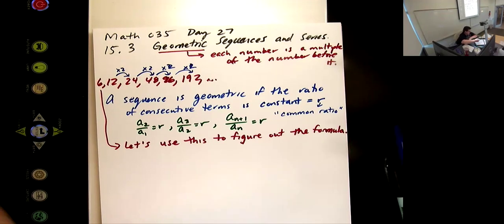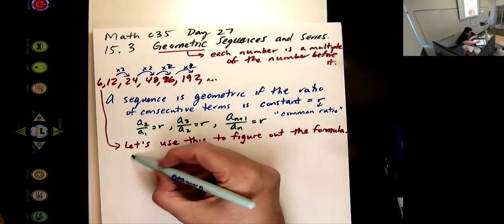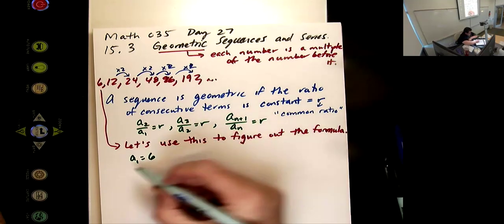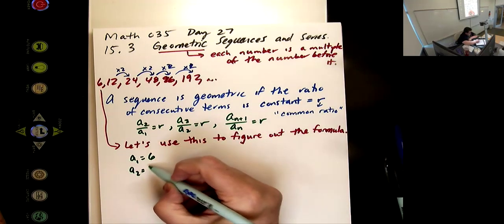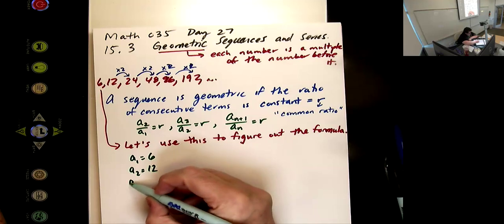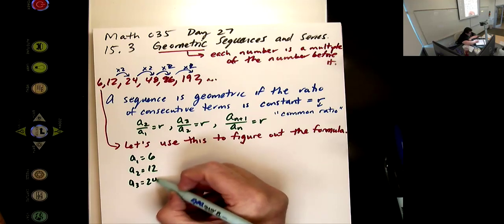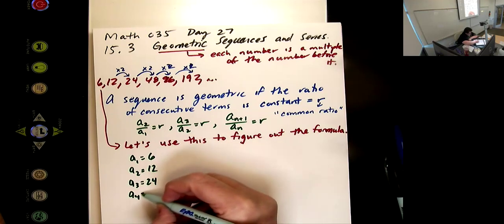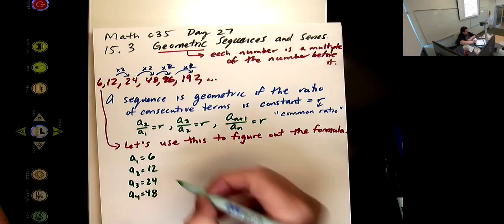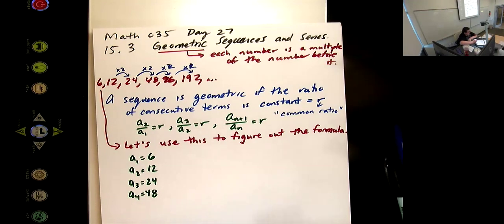So I'm going to say A sub 1 equals 6. A sub 2 is 12. A sub 3 is 24. A sub 4 is 48. And if I need more to figure out the pattern, I'll keep going. But I think we can figure it out from here.